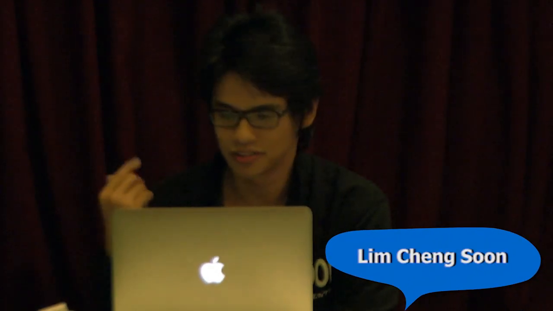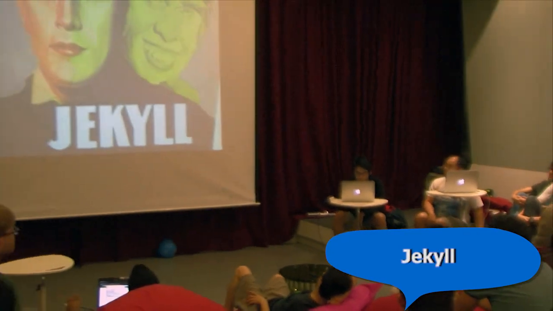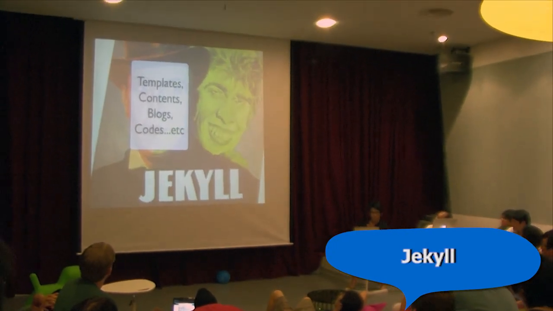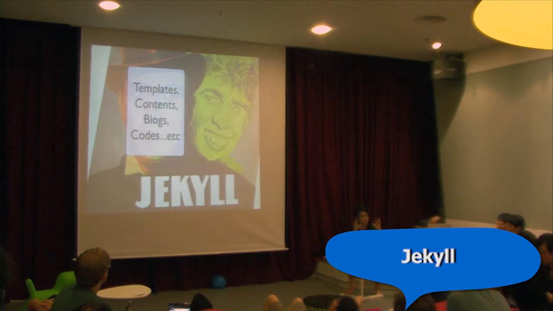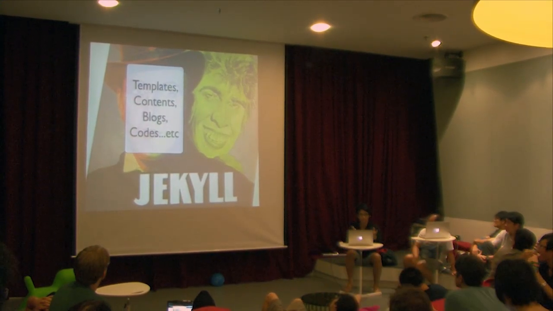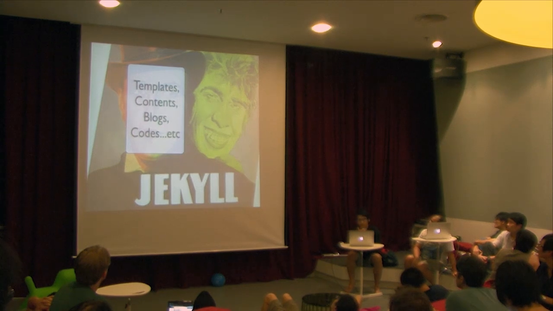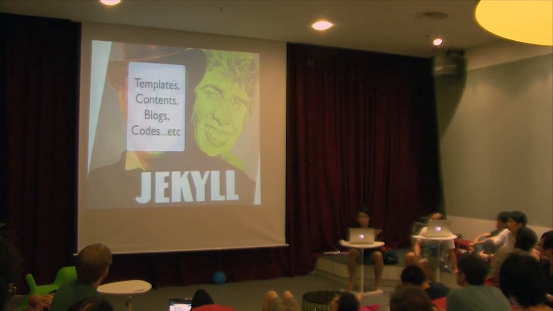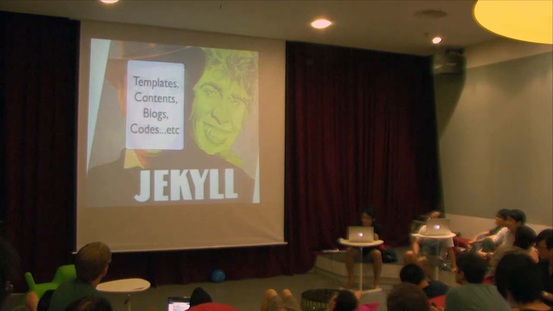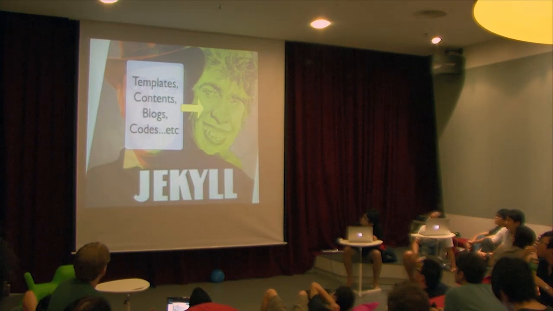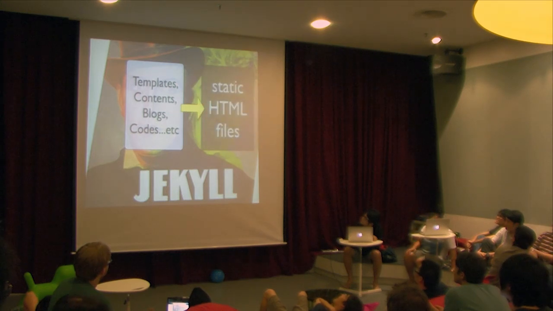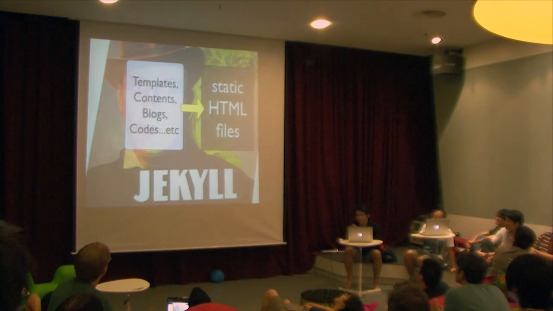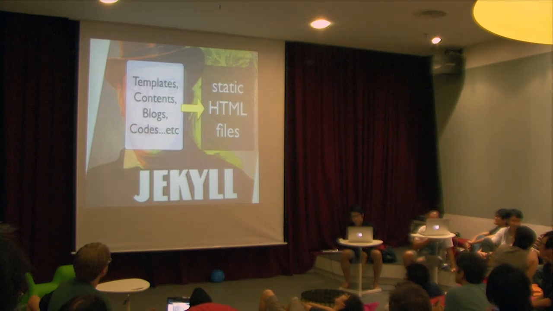Today I'm going to tell you about this little Ruby script which can be used as your CMS. It's called Jekyll. So basically what Jekyll does is it takes the stuff in your local development machine, like templates, your contents, your blog entries, your code, like Ruby code, whatever, and turns it into HTML. So that's about Jekyll.